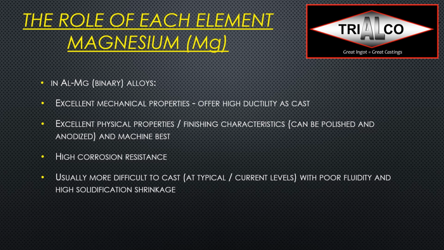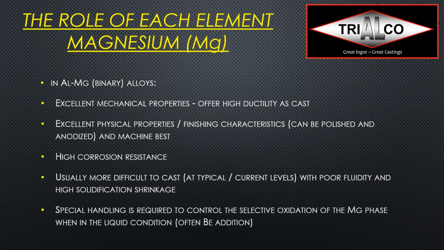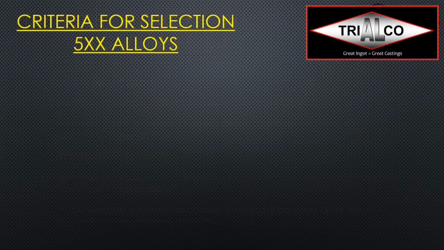But mind, they are more difficult to cast. They have relatively poor fluidity and high solidification shrinkage. Special handling is required to control the selective oxidation of the magnesium phase in liquid conditions, so therefore very often you see a very small beryllium addition. So be careful when you are machining these alloys. Make sure that all the dust is captured. Do not polish them somewhere just in an open shop or so.